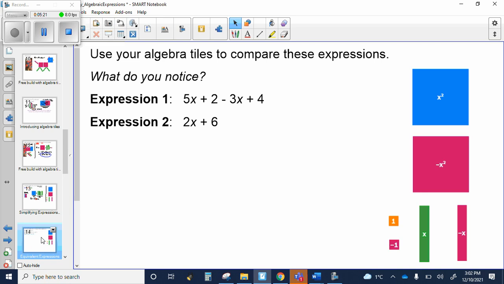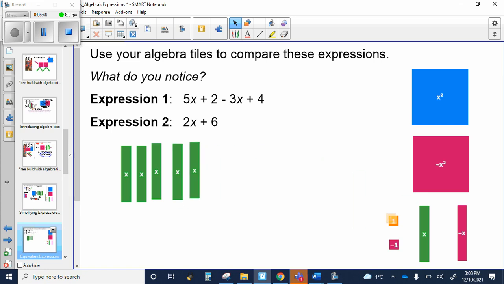Well, now you've taken a look at it. Let's see what you've built, and what you noticed. In expression number 1, you've got 5 x tiles. Sorry, not x squared tiles. Sorry, you've got 5 of these. So let's just draw these into place. 2 unit tiles, 3 negative x tiles. There's that, and then 4 more unit tiles.